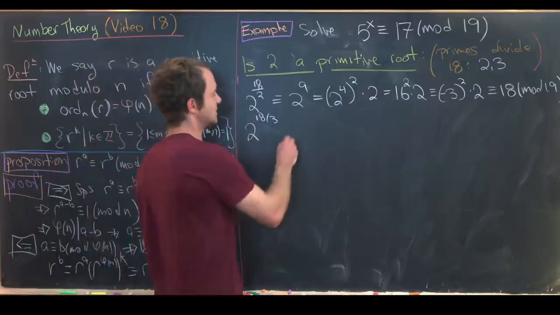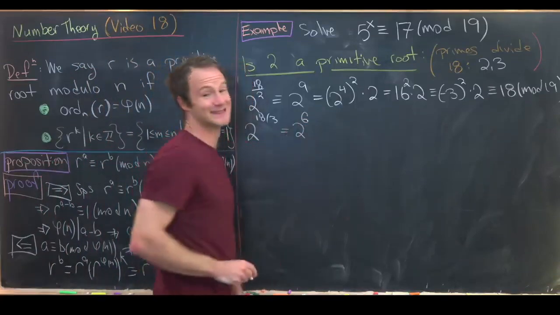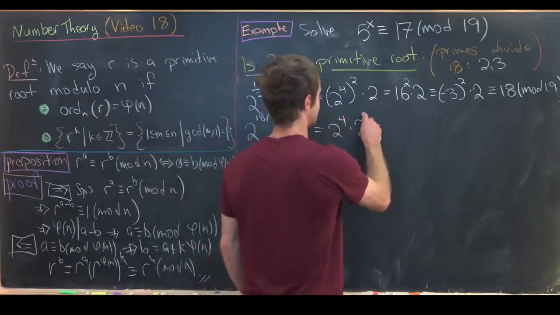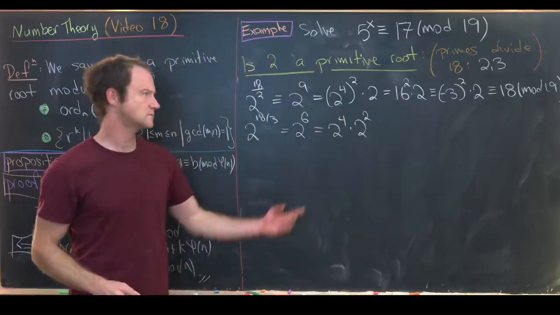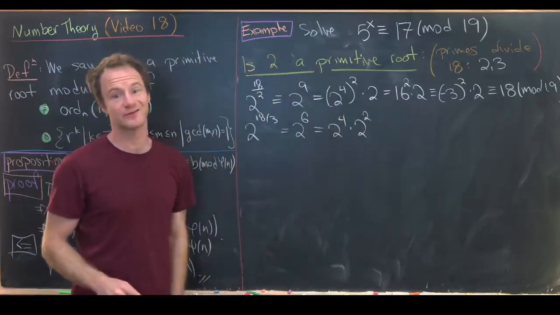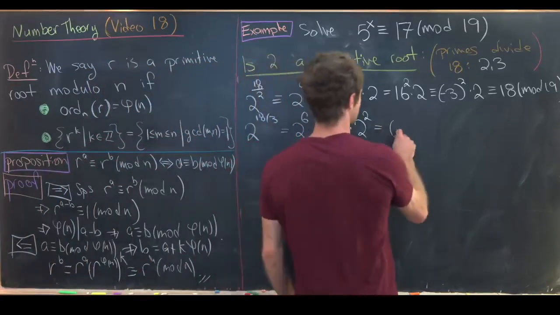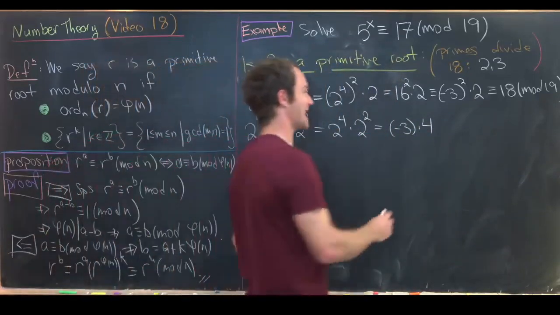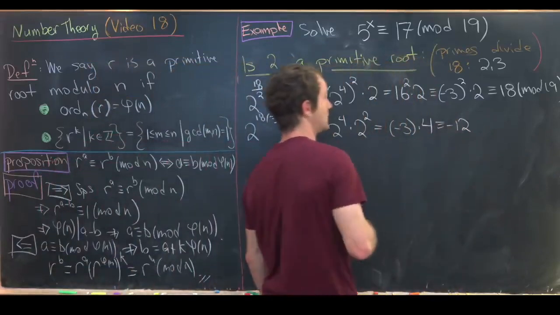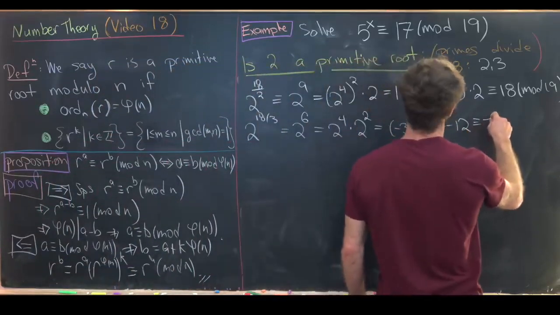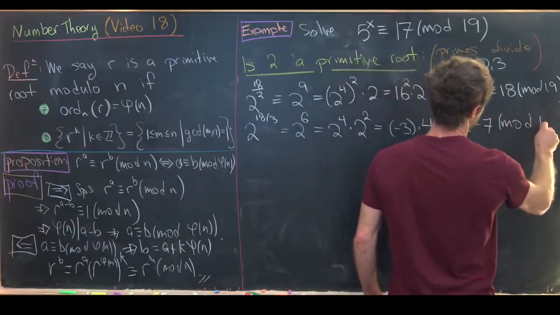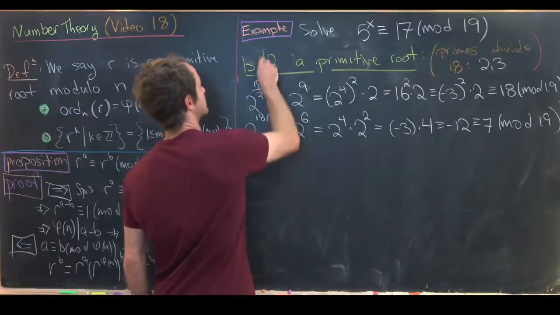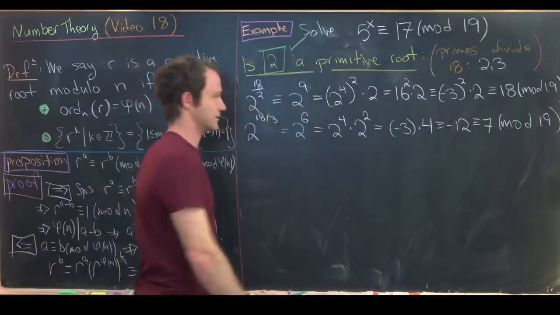Okay, let's calculate this. That is 2 to the 6th power. Maybe we would want to calculate that as 2 to the 4 times 2 to the 2. Well, notice 2 to the 4 is 16, which is -3 like we talked about before. So this is the same thing as -3 times 4. 2 to the 2 is 4, but notice that that is congruent to -12. But -12 is congruent to, let's see, 7 mod 19. So that's also not congruent to 1 mod 19. So yes, 2 is a primitive root.